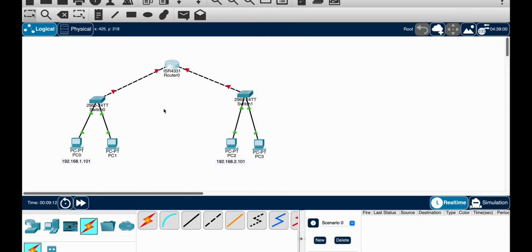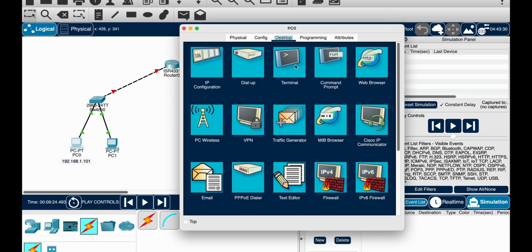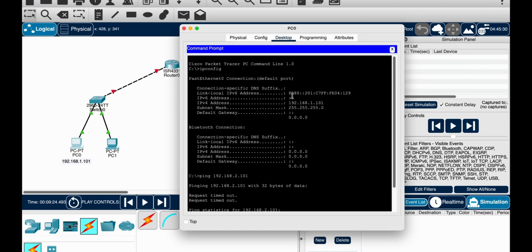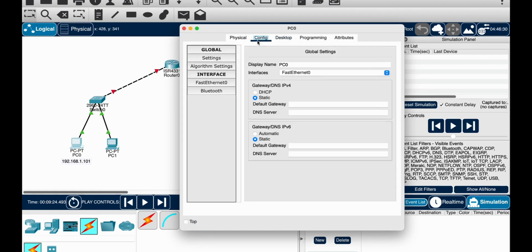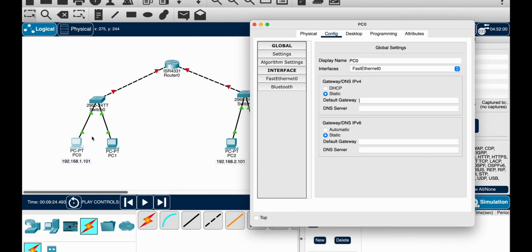Okay, so let's go ahead and close this, enter the simulation mode, and try to do the ping again. Before we do the ping, obviously we need to go to our configuration. So let's close this, config, and here set our default gateway. So for PC0, our default gateway has to be this router interface over here.